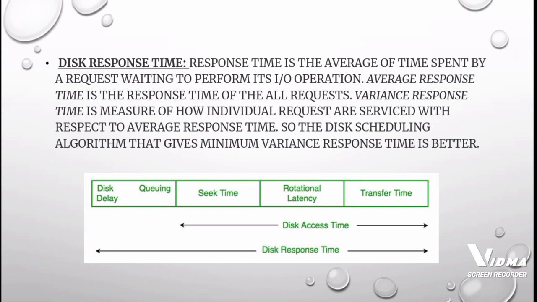With the help of this figure you can understand this more easily. If you sum seek time, rotational latency, and transfer time, you will find the access time, and if you sum all four, you will find the response time.